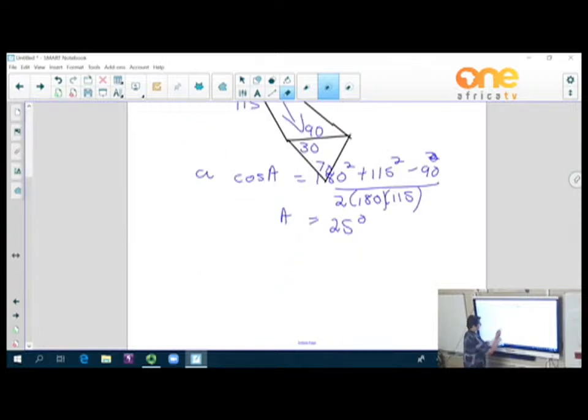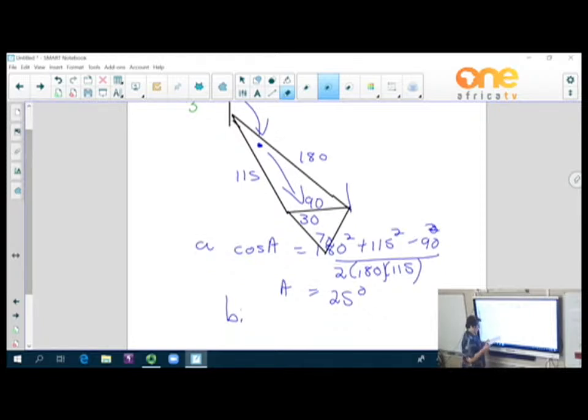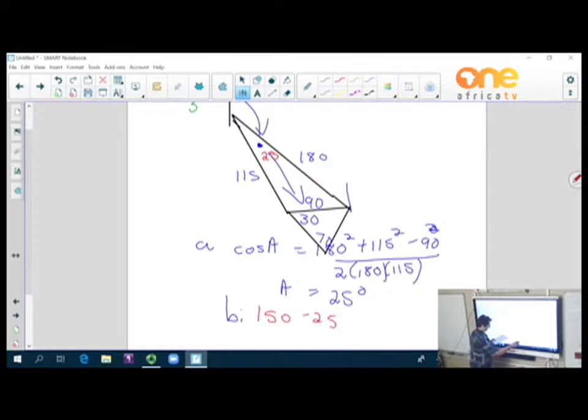Okay. Then we want at B the bearing of T from A. So this is now what we are looking at. T from A, so it is that angle that we want to calculate there. There will be another north line there, and that one will then be the 150 degrees minus 25. We found now that this angle here is 25 degrees. So it is 150 minus the 25, which gives us 125 degrees. So that bearing there is 125 degrees.